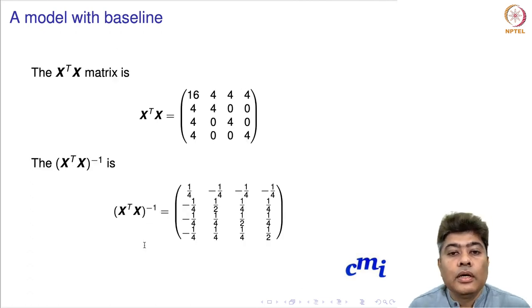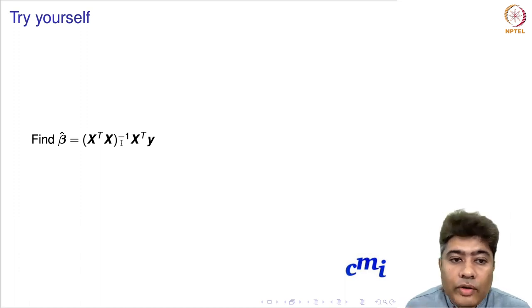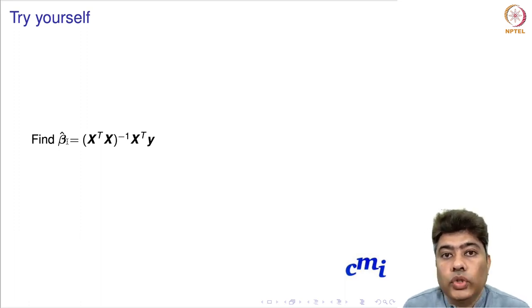This gives us the X transpose X matrix: 16, 4, 4, 4; 4, 4, 0, 0; 4, 0, 4, 0; and 4, 0, 0, 4. And we have a nice X transpose X inverse in this case. Now my request is to try it yourself: solve this and find beta hat by hand. Pause the video, try to solve for beta hat and see if the solution matches my solution.